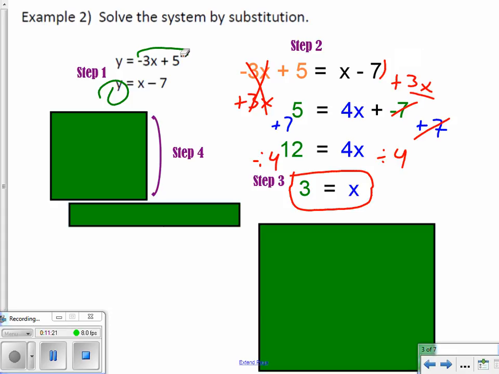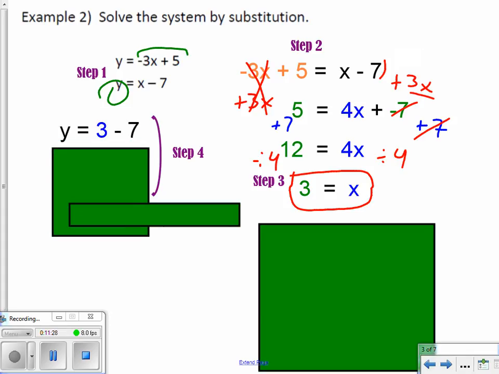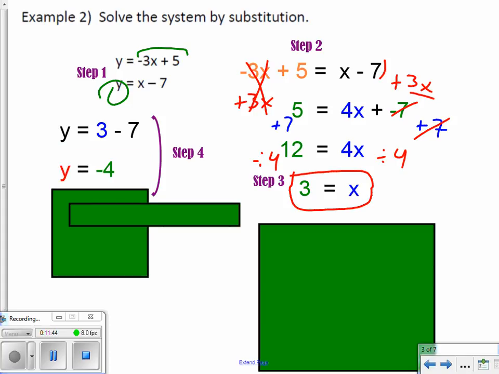What do I do with that piece, that x equals 3? Well, again, I plug it back into our original equations, one or the other. So I start with y equals, instead of x minus 7, I know x is 3, so I say y equals 3 minus 7. Carrying that through, I know that 3 minus 7 is negative 4. So we just say y equals negative 4.